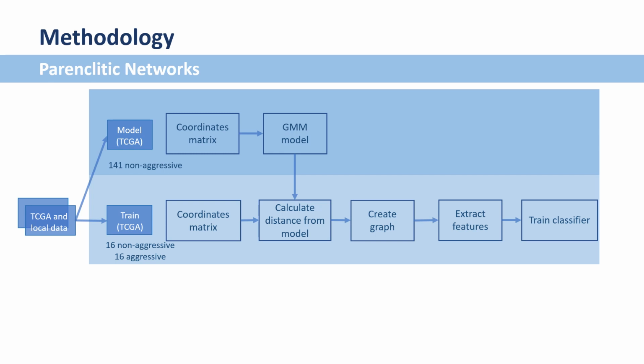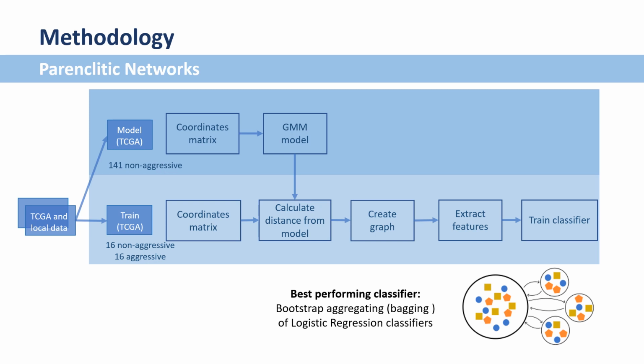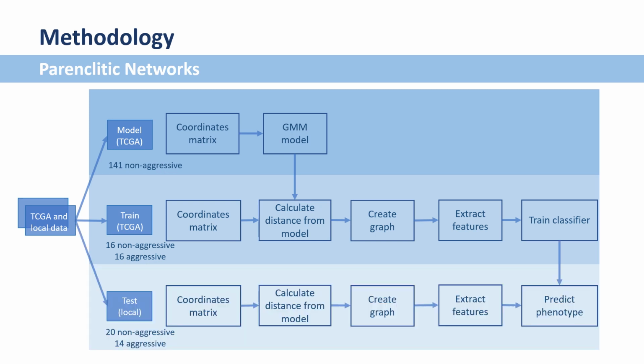Each locus is represented by a node, and the edge connecting each pair of loci is weighted by the distance from the model. After building the graphs, I extracted the topological features and I used them to train a classifier. I used different topological features and classification methods, and I found the best performing classifier to be bagging of logistic regression classifiers. For the testing, I used our local independent dataset and followed the same approach.